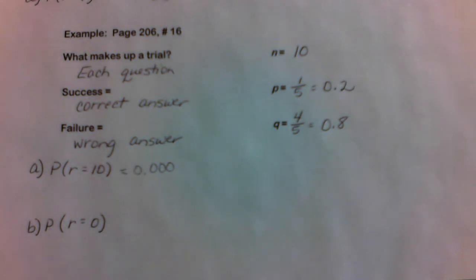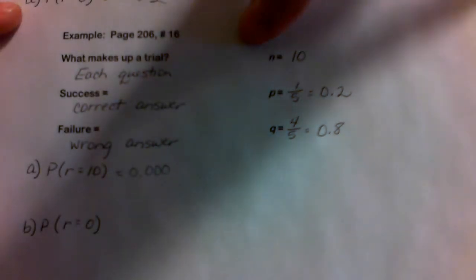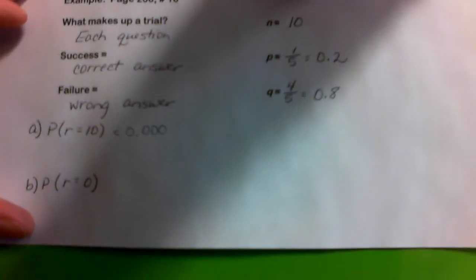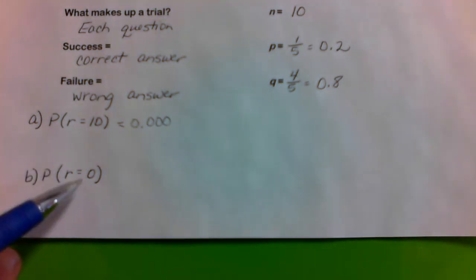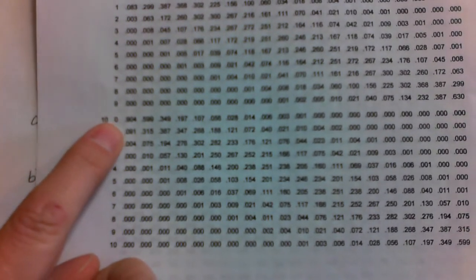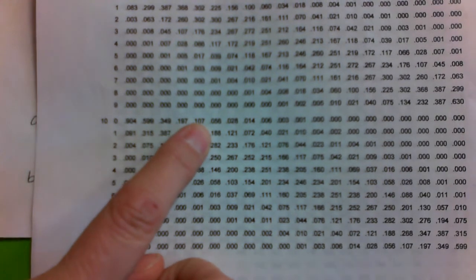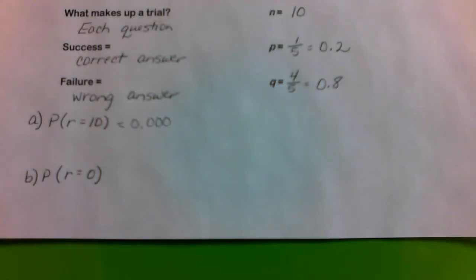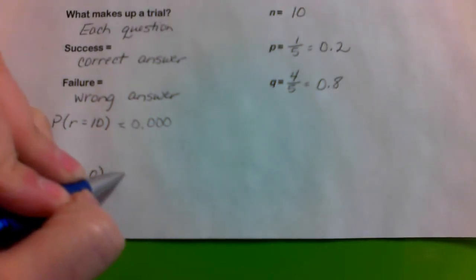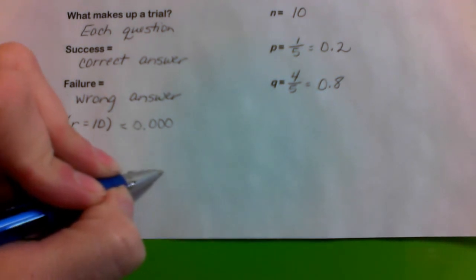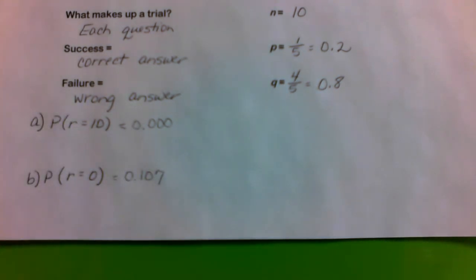Part B reads, what is the probability he will answer all questions incorrectly? Well, if he gets them all incorrect, that means he did not get any correct, so that would be 0. So we have 10 questions, 0 of them correct, and I want to go over 1, 2, 3, 4, the 5th column, so 0.107. So with guessing, he has a better chance of getting a 0 than he does 100.